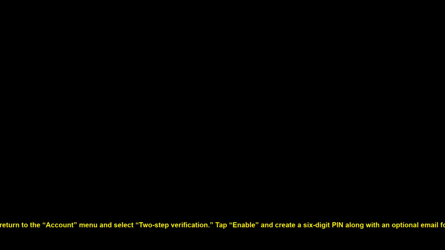Additionally, consider enabling 2-step verification for added security. To do this, return to the account menu and select 2-step verification. Tap Enable and create a 6-digit PIN along with an optional email. Make sure to keep your PIN secure and memorable.